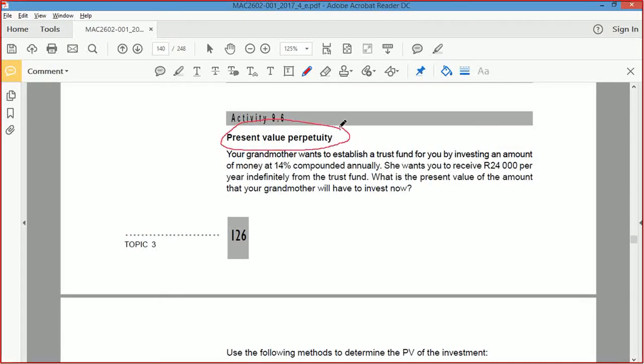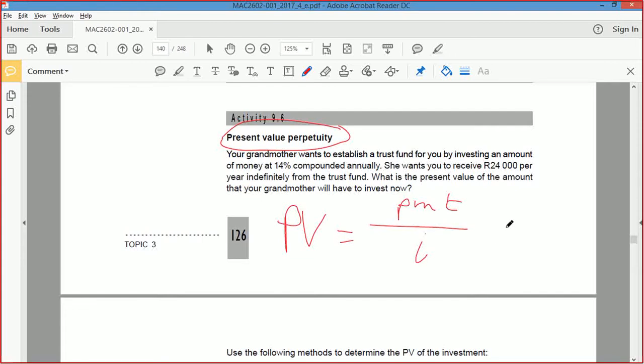Present value of a perpetuity. Okay, so here you have no choice. With a perpetuity, you need to use an equation, right? Yes. Which is PV equals PMT over I. Good. Work it out. What do you get?